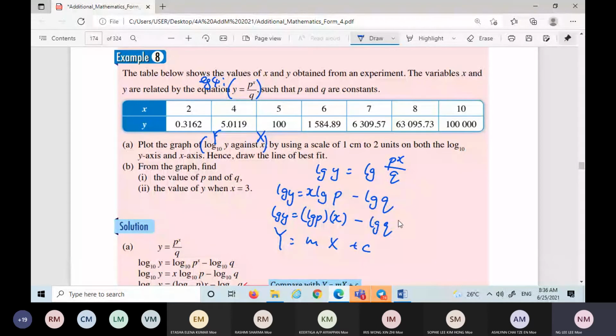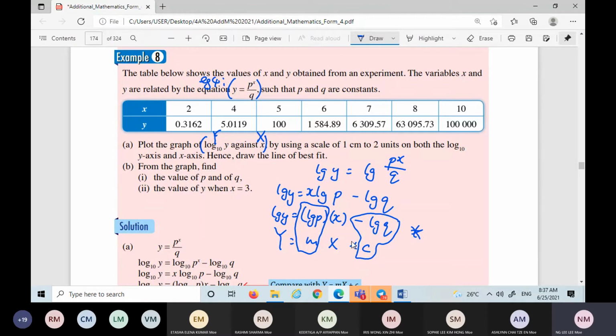Be careful because this is negative. So your C should be negative log Q because here is plus. This one pay attention, students always miss out the negative. And then the M, the gradient, is log P. Check: capital letter Y is log Y, capital letter X is X. So same. When you need to do part A, even though the question didn't tell you to convert into linear form, no matter how, you will still need it.